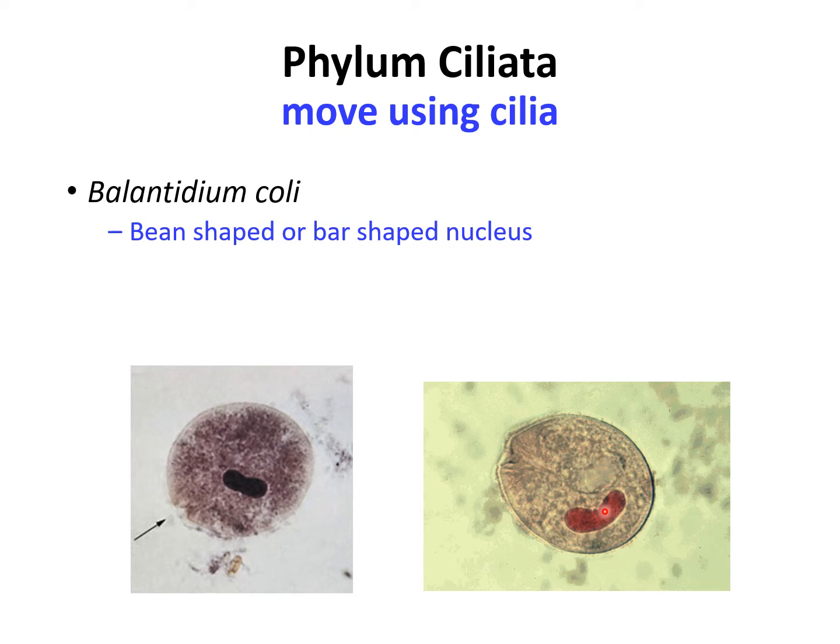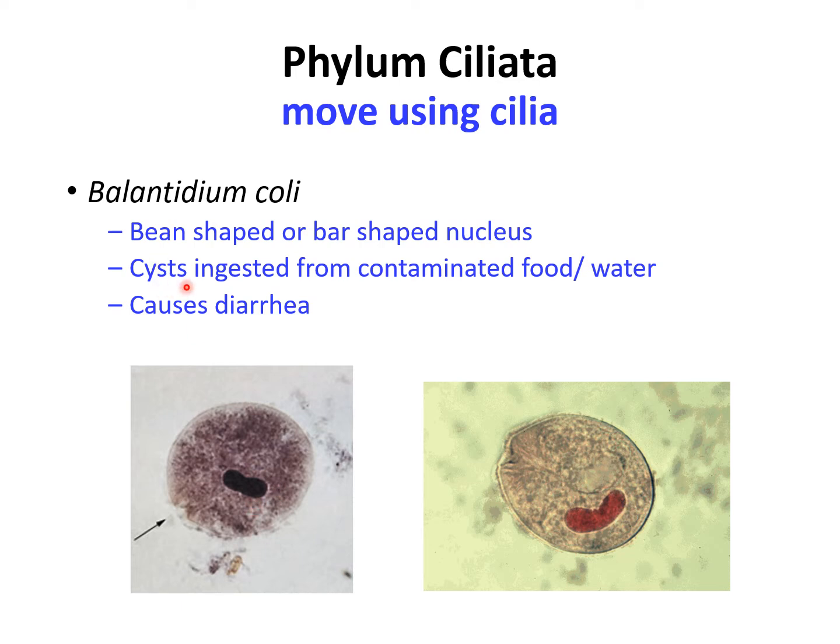So look for that bean, or sometimes it's like a bar shape. So again, sometimes it's not very distinctive in terms of that bean shape. So if it's kind of something like this, kind of bar shaped, again, this is still considered Balantidium coli.